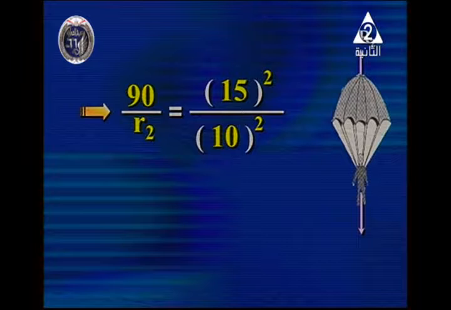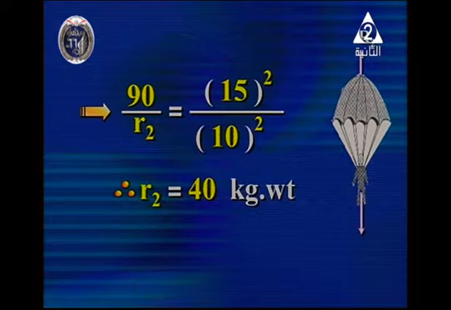V1 equals 50, V2 equals 10. By using cross multiplication to find the resistance of the air, R2 equals 40 gram weight. Remember, dear student, the relation between the resistance of the air and the square of the velocity is a direct relation.